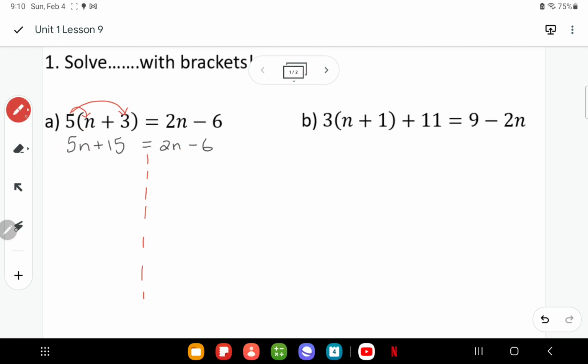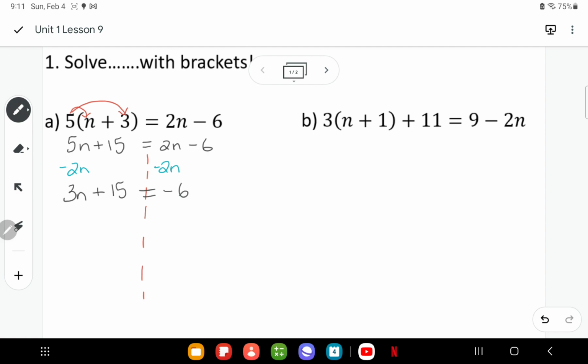I'm going to move that 2n by doing the opposite operation. So I'm going to subtract 2n, and remember that when I'm doing this, I'm lining it up with the ones that are like terms. So putting that right below the 5n. So here I have 3n plus 15 equals the 2n minus 2n is gone, and then I just have negative 6.